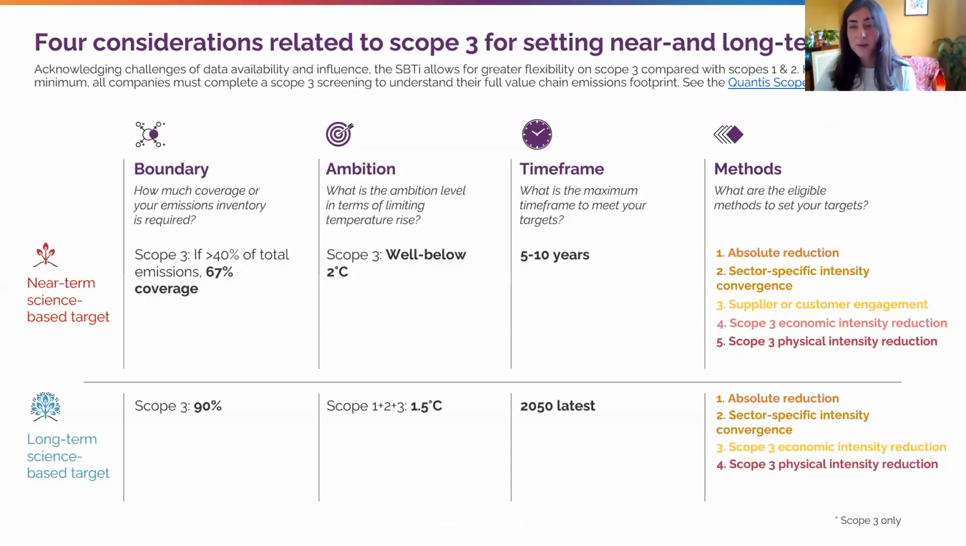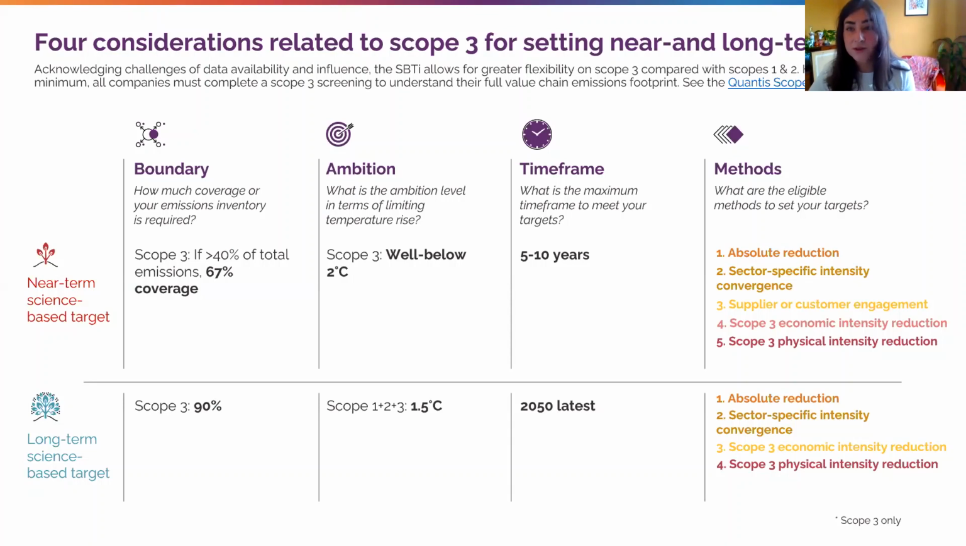So companies within the Science Based Targets initiative would have to set both scope 1 and 2 and scope 3 targets. But of course, the focus of today's session is on scope 3. And there are 4 considerations that companies need to take into account when setting science-based targets, both for those near-term targets and long-term science-based targets.